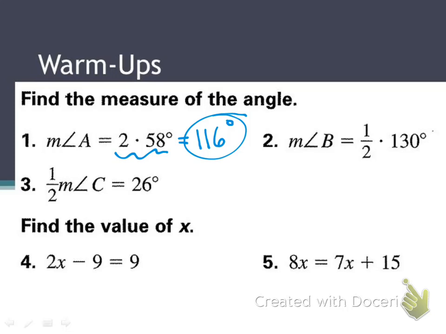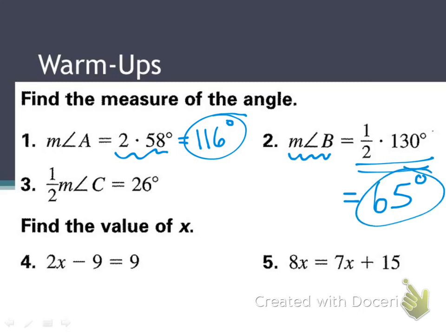All right, number 2 is the same setup. We are told that the measure of angle B is 1/2 times 130. So all you need to do is 1/2 times 130, which gives you 65. Good. Any questions on those two?